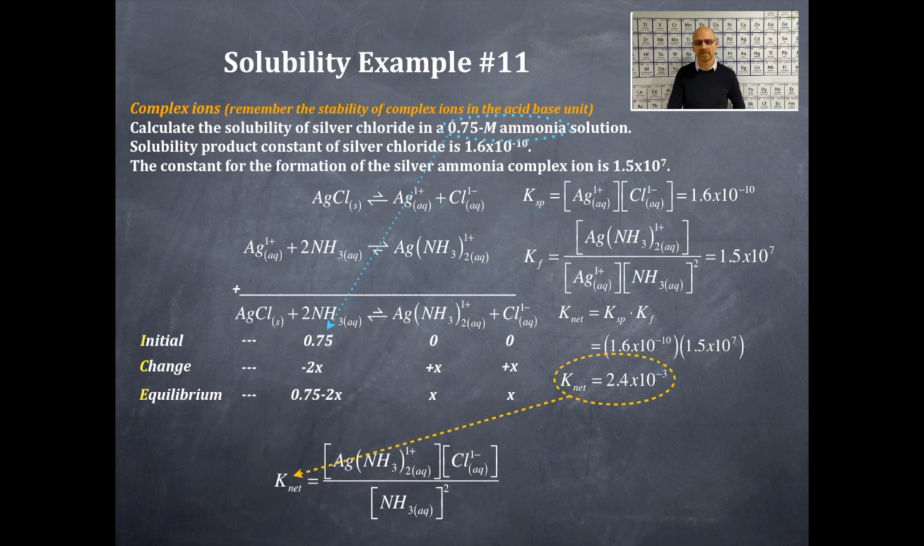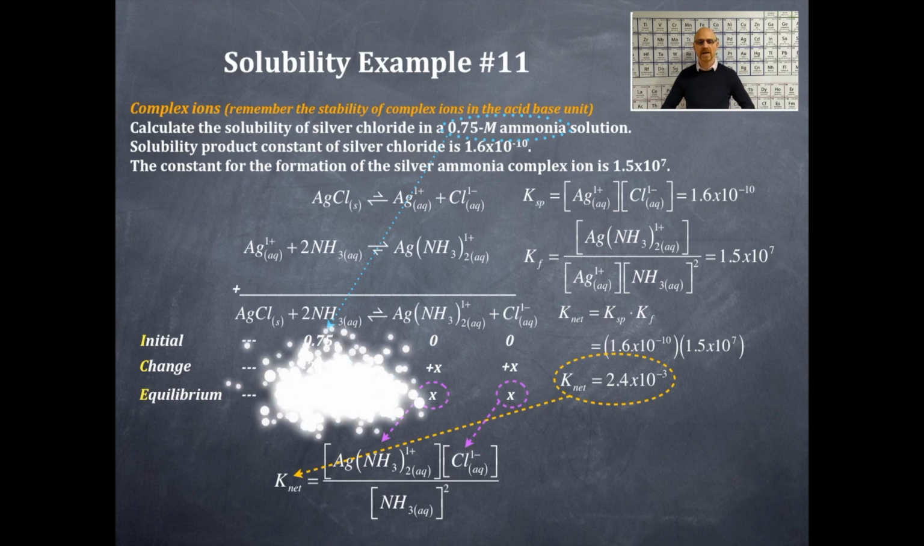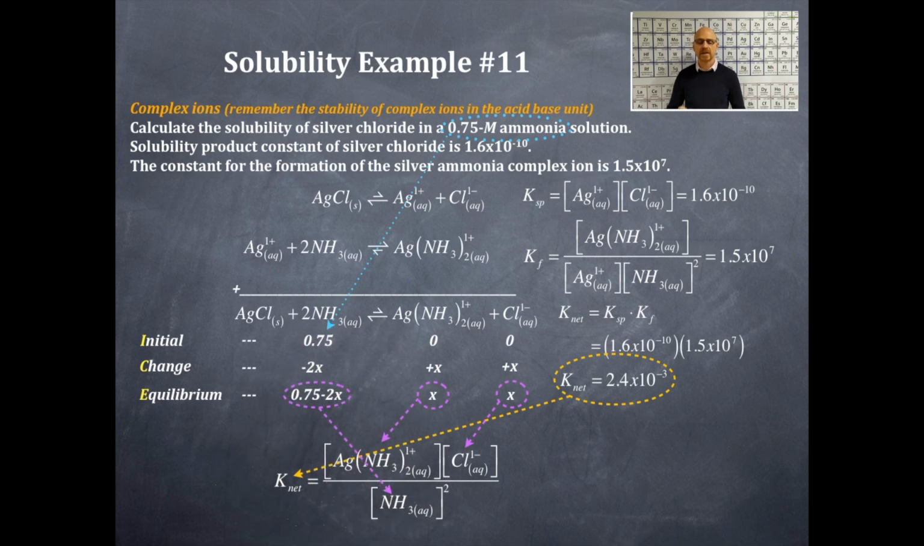That's going to go right there. I have my value for my complex ion, that is the silver ammonia complex ion, and that's x. I also have my chloride ion, and that's going to be x as well. Okay, and I also have my ammonia, and that is going to be 0.75 minus 2x. I'm going to plug all this in. Don't forget about that coefficient on the ammonia as an exponent there in the K-net equation.